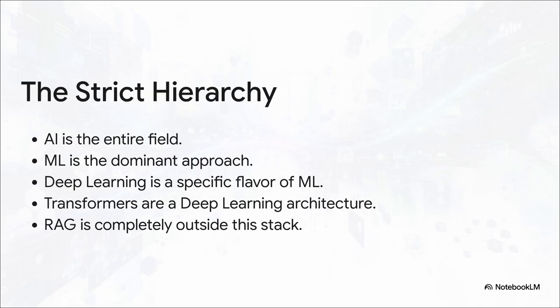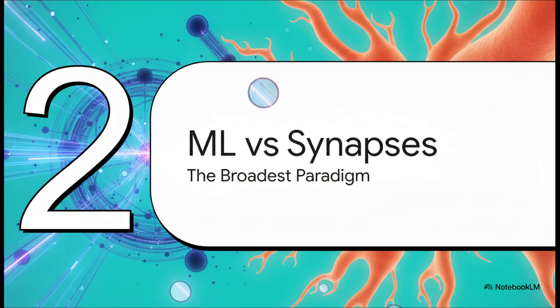In reality, three of these concepts nest strictly inside each other, kind of like Russian dolls. Artificial intelligence is the broad, overarching field. Tucked inside that, machine learning is the dominant approach. Deep learning is a very specific flavor of machine learning, and transformers are one specific architecture of deep learning. But notice RAG, Retrieval Augmented Generation. RAG is the odd one out here. It's essentially just a plumbing decision that bolts a search engine onto a model completely outside of this Russian doll stack.